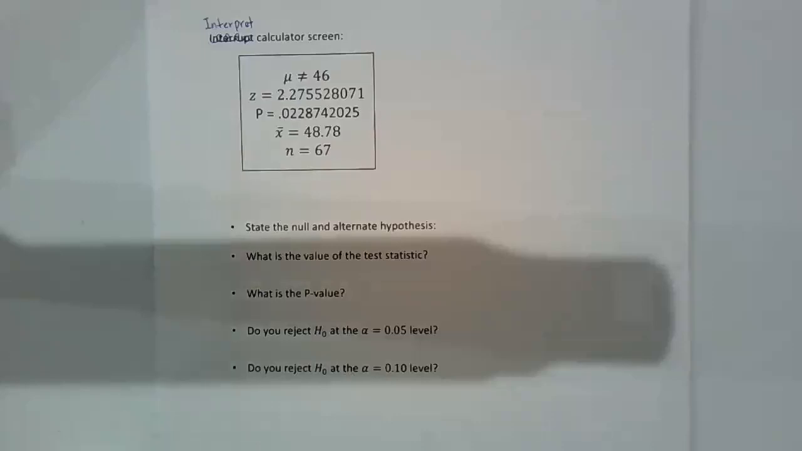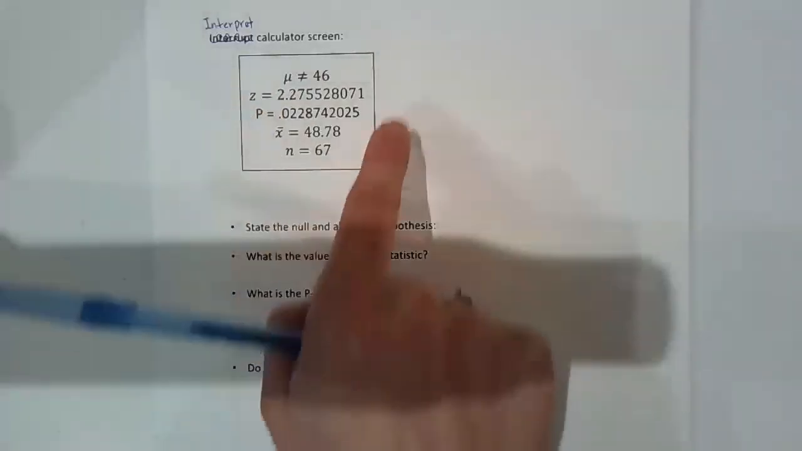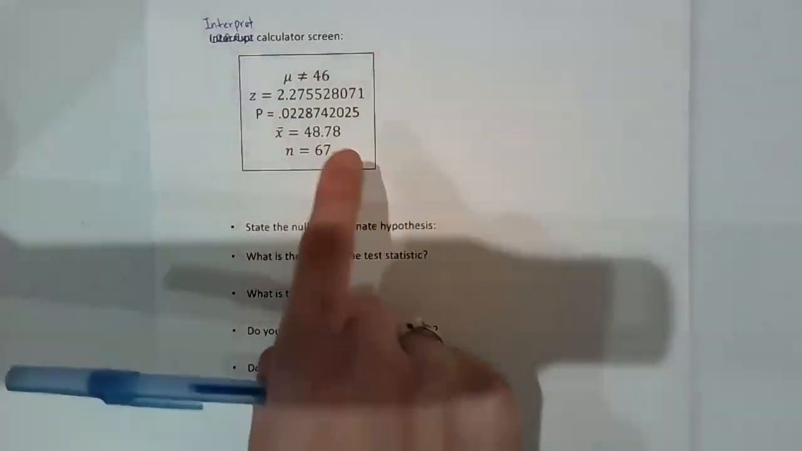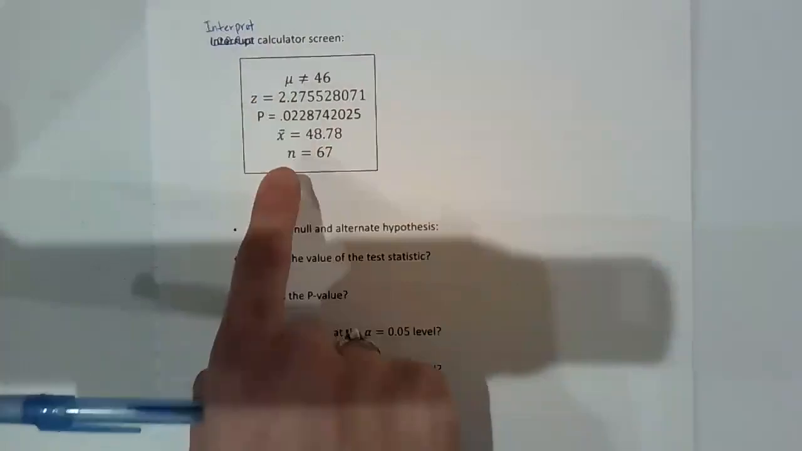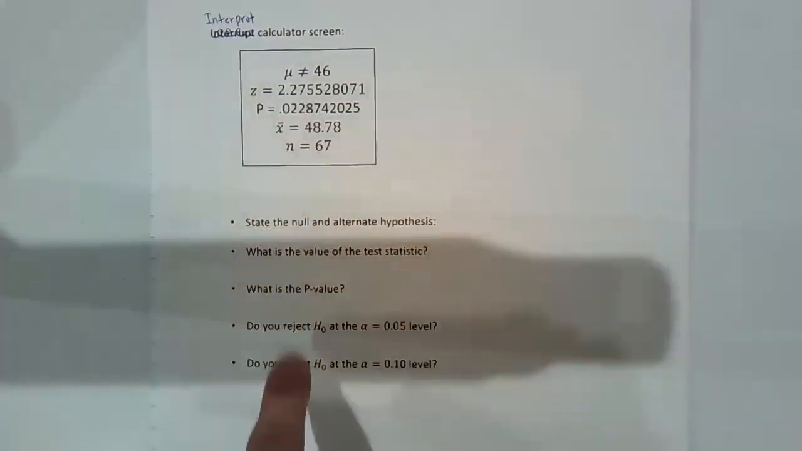If you're using the TI-83/84 calculator, you are going to see this screen at some point. So you need to understand what these variables are, and if you understand what the variables are, then you can actually answer these questions. Let's go ahead and start with the first one. It says, state the null and alternate hypothesis.